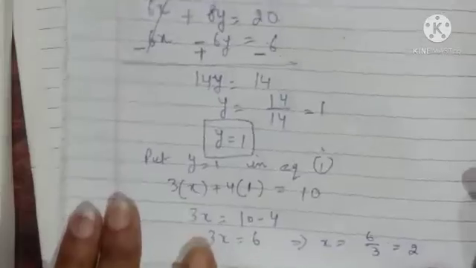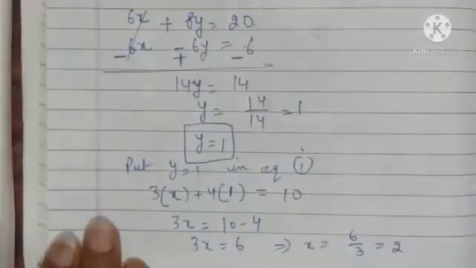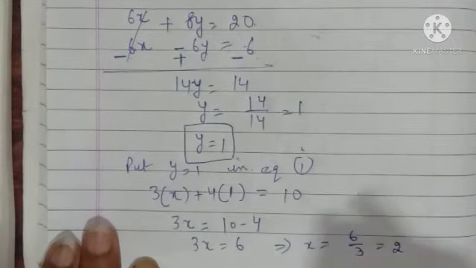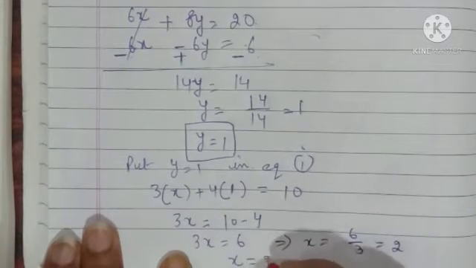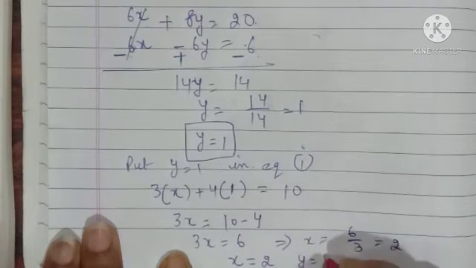So you can see from this question, solving by elimination method, again I got the same set of solutions, that is x is equal to 2 and y is equal to 1.